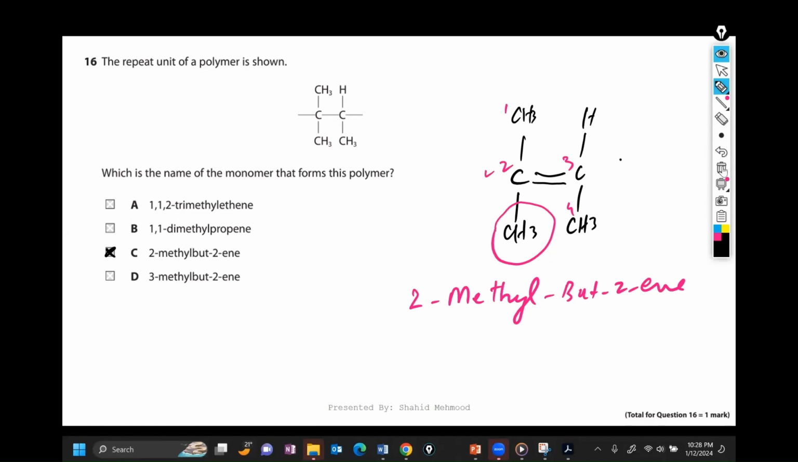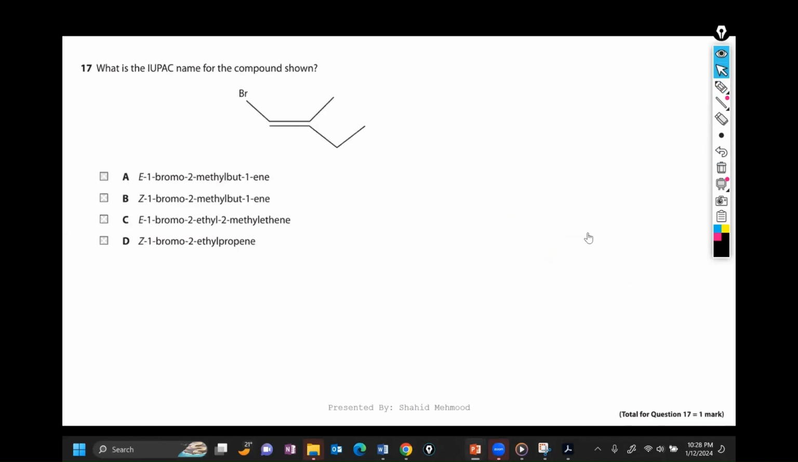The next question is, what is the IUPAC name for the compound shown? This time they give us the skeletal formula. So see here, carbon 2, carbon 3, carbon 4. It means the double bond is at first position, so 1-ene, okay? So this is 1-ene and this is 1-ene, so we will focus on these two only, option A and option B. And this is a methyl group. So 2-methyl and 2-methyl, both are 2-methyl, so we cannot even reach the answer.